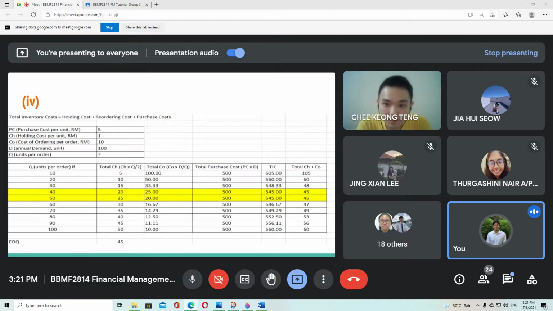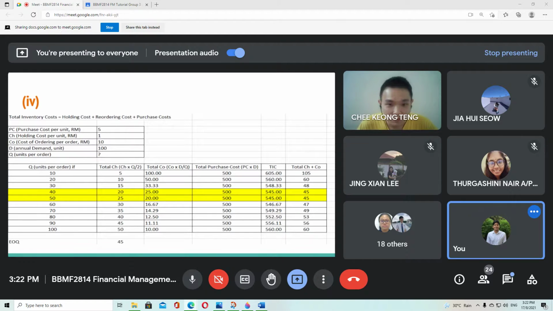Sir, I borrow your table. Okay, very good. So you can see here, this is an example. The purchase cost per unit is 5 ringgit, while the holding cost per unit is 1 ringgit. The cost of ordering per order is 10 ringgit, and the annual demand is 100 units.